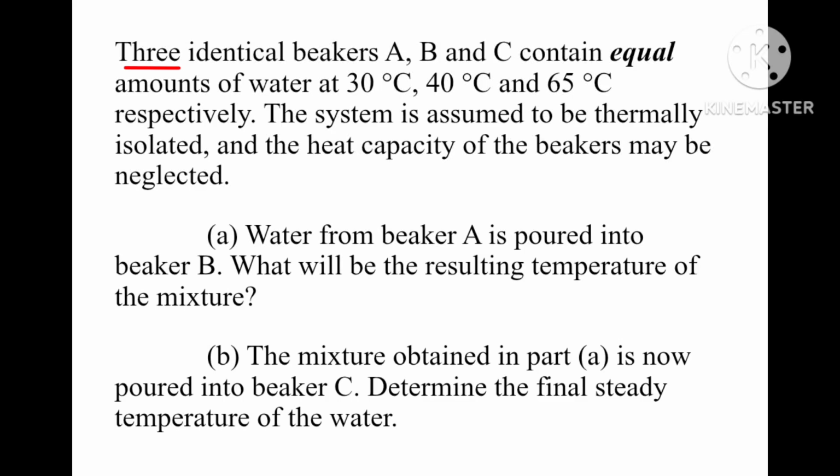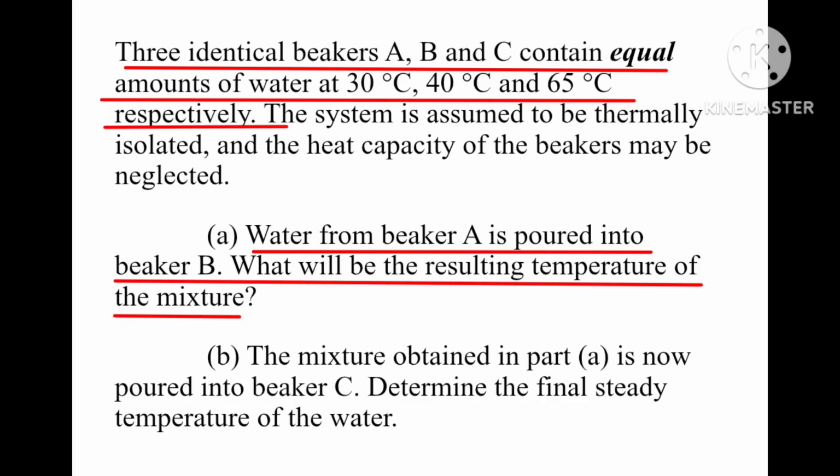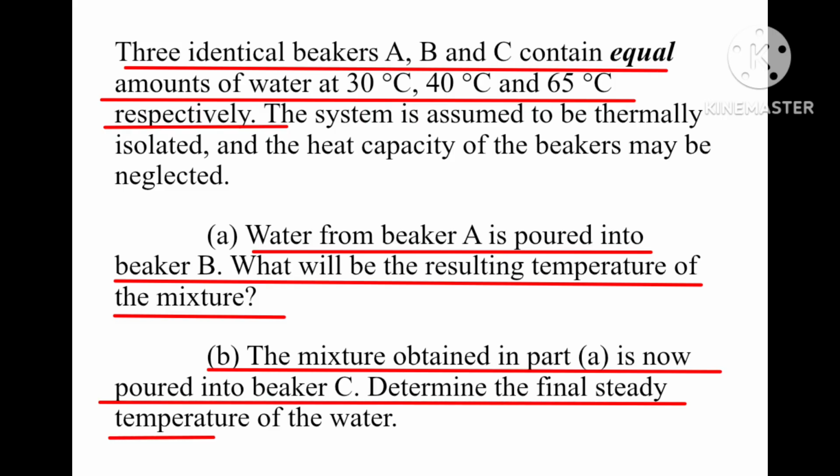Three identical beakers A, B and C contain equal amounts of water at 30 degrees Celsius, 40 degrees Celsius and 65 degrees Celsius respectively. A. Water from beaker A is poured into beaker B. What will be the resulting temperature of the mixture? B. The mixture obtained in part A is now poured into beaker C. Determine the final steady temperature of water.